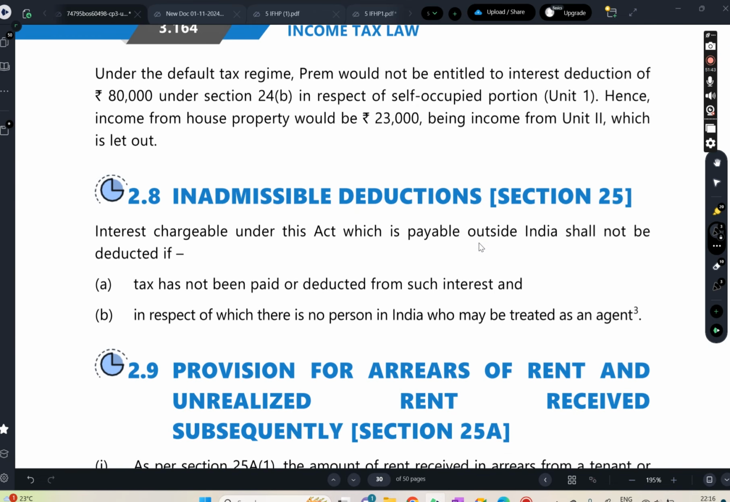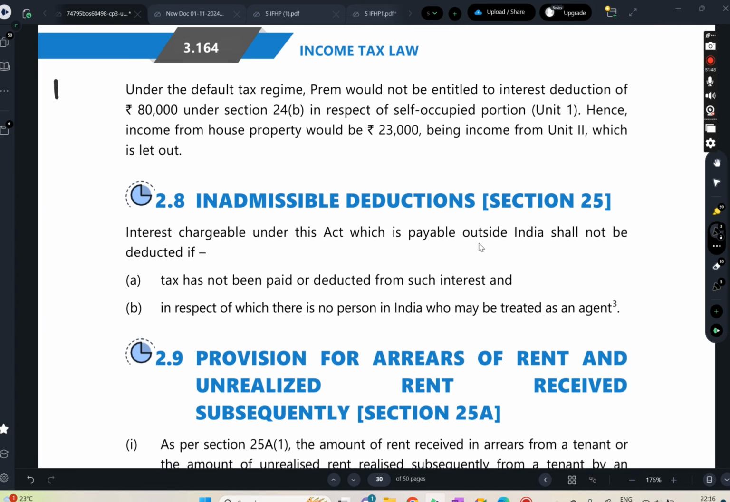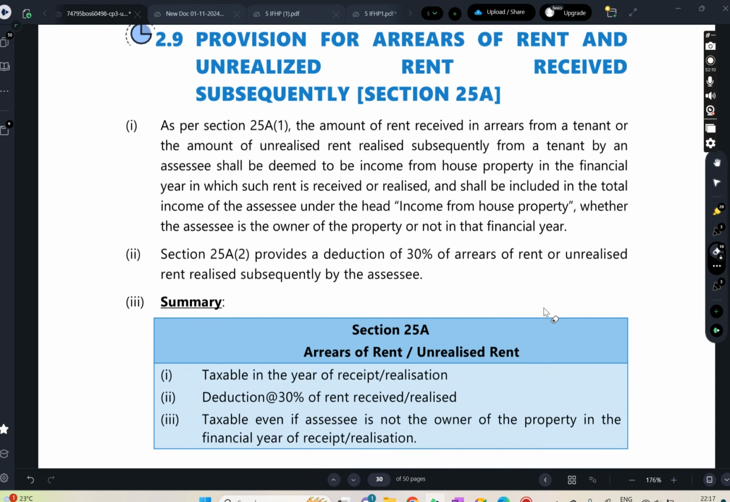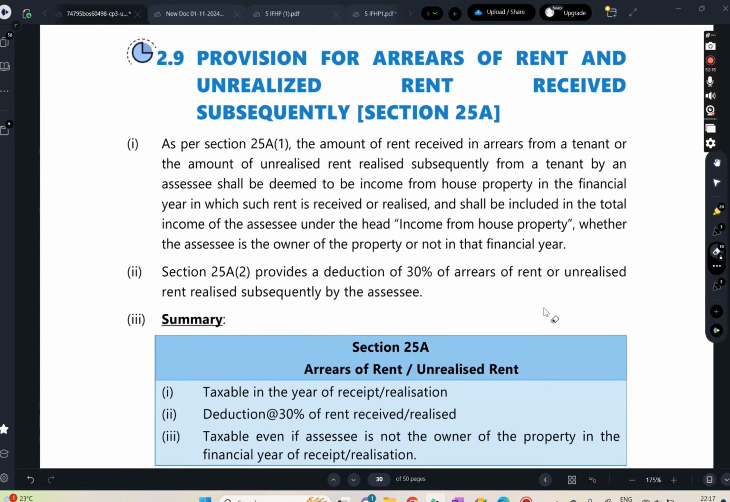That's all. Okay, so here they are talking about what happens if you have chosen 115BAC. If you choose that, normally you cannot claim these interest deductions and all there. So there will be only 23,000 income. So very slight difference will be there. 115BAC, very easy. That is not that difficult. Okay, now there is something called arrears of rent or unrealized rent.